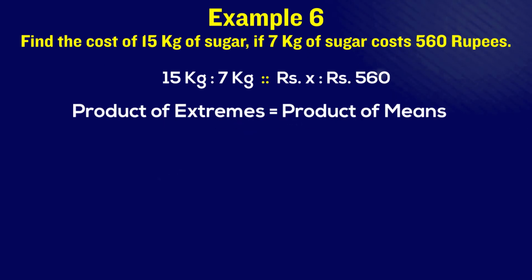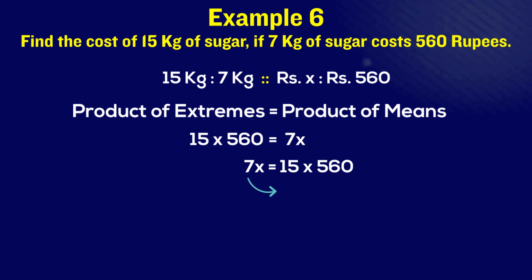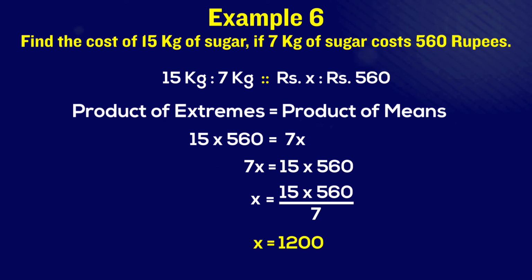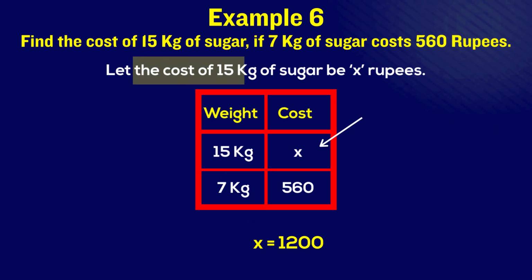Using that, the next step is to have the product of the extremes, 15 kilograms and 560 rupees, and equate that to the product of the means, 7 kilos and x rupees. Time to isolate x. Shift this 7 to the right side to get x. Do a bit of simplification and we have x equal to 1200. But what did x represent? Yes, the cost of 15 kilograms of sugar, that is 1200 rupees.